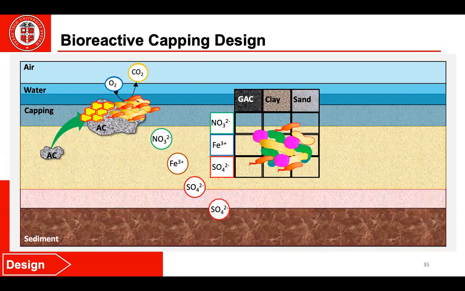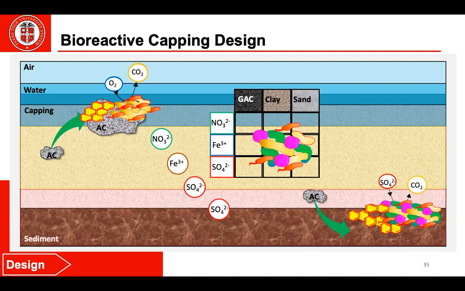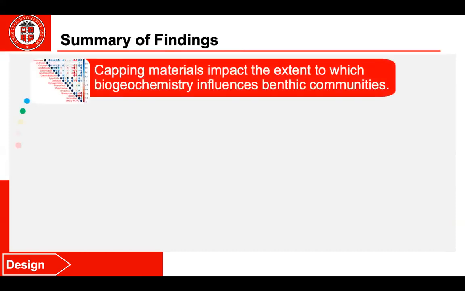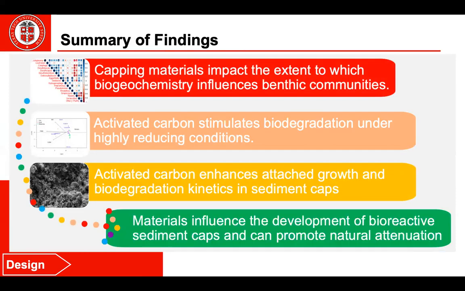But certainly, when you get to the very bottom of a cap, where transformation is very unlikely to occur, we were able to observe transformation over the course of 500 days at significant levels, but only when activated carbon was present as a stimulant. So this is a very quick summary of what I just described, in different words.